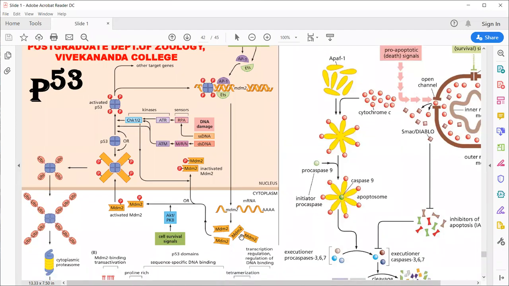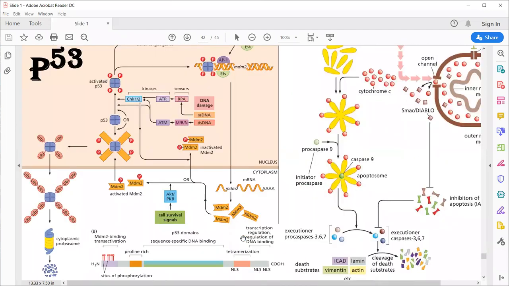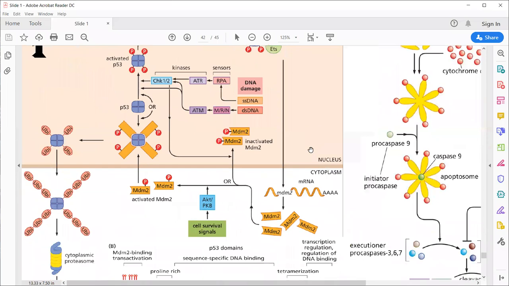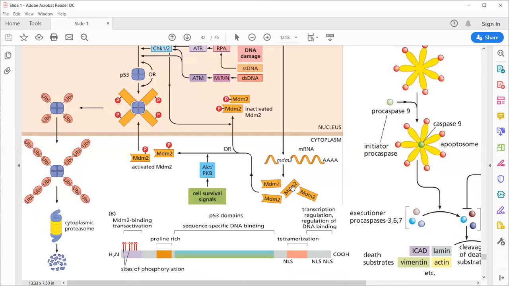p53 favors apoptosis. If we look into the p53 gene structure, this is the gene of p53. You can see a proline-rich region, and these are sites of phosphorylation and the MDM2 binding region. Here is the sequence-specific DNA binding region of p53. As I said, the protein acts as a big transcription factor. So this is the sequence binding region of the protein to the promoter regions of other genes.